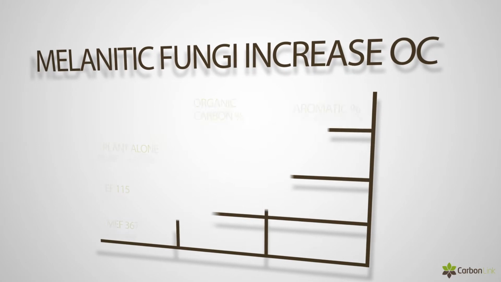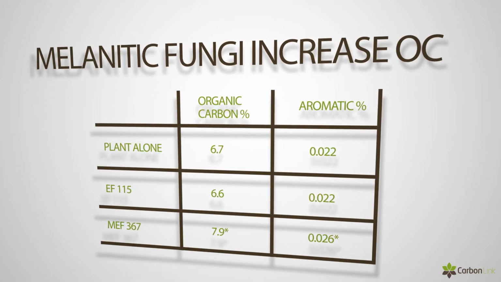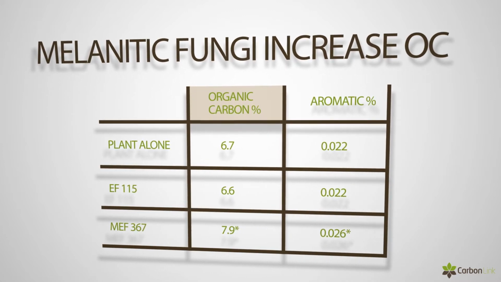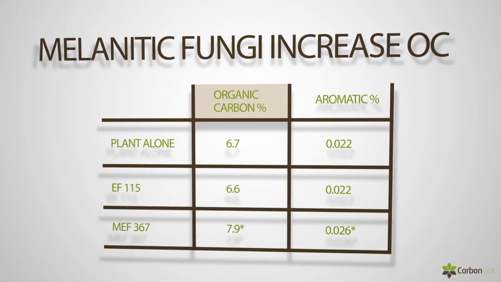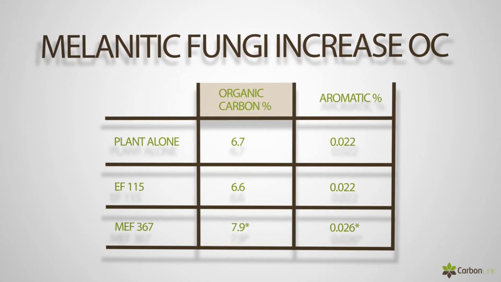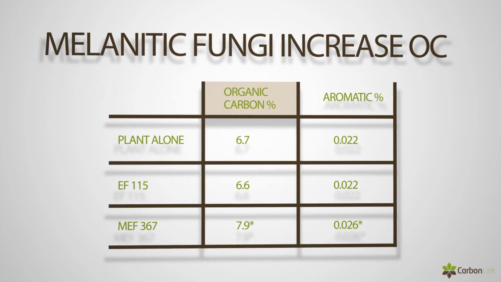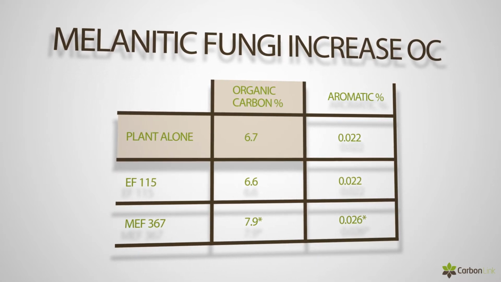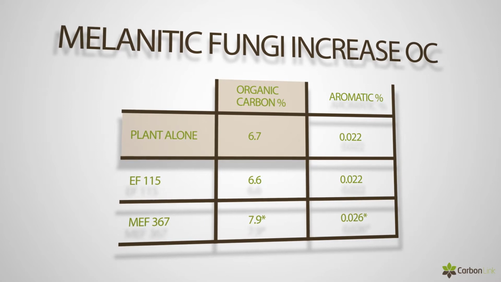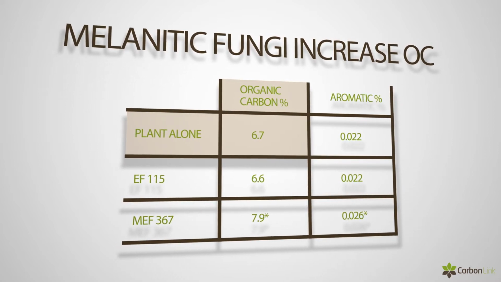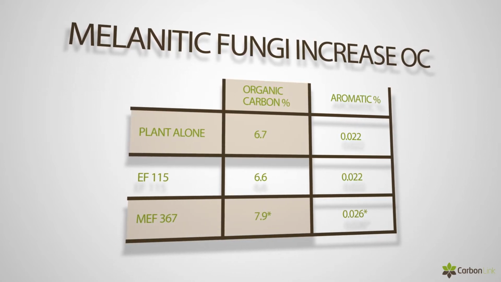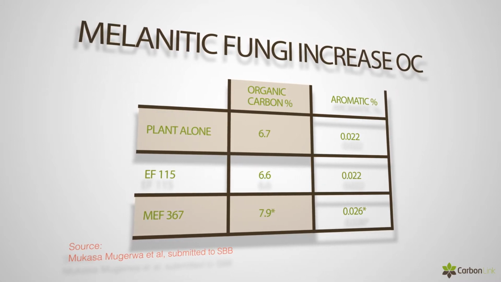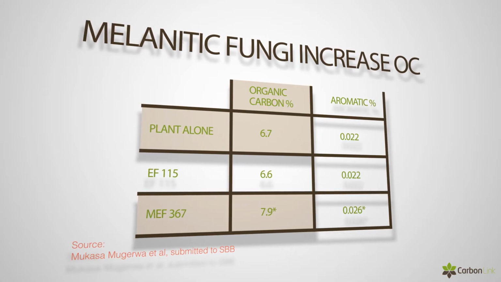But there's another group of fungi called melanitic fungi, which also increase organic carbon in the soil. And the melanitic fungi is one that actually stabilises it in the soil. And you'll see in this particular experiment, where there were plants without the melanitic fungi, organic carbon was 6.7% in the soil. But where the melanitic fungi was applied, it was 7.9% in the soil, and that's a massive increase in soil carbon, which occurred in only 14 weeks, and that is in fact a staggering result.